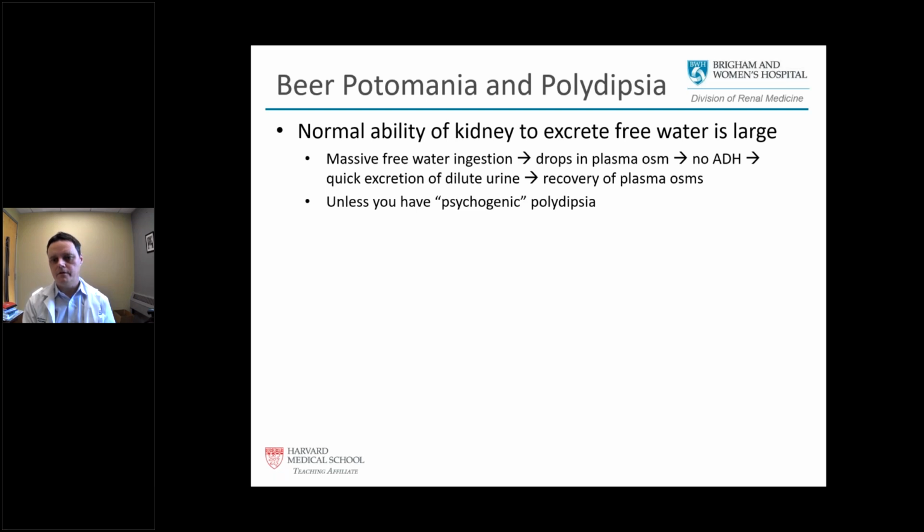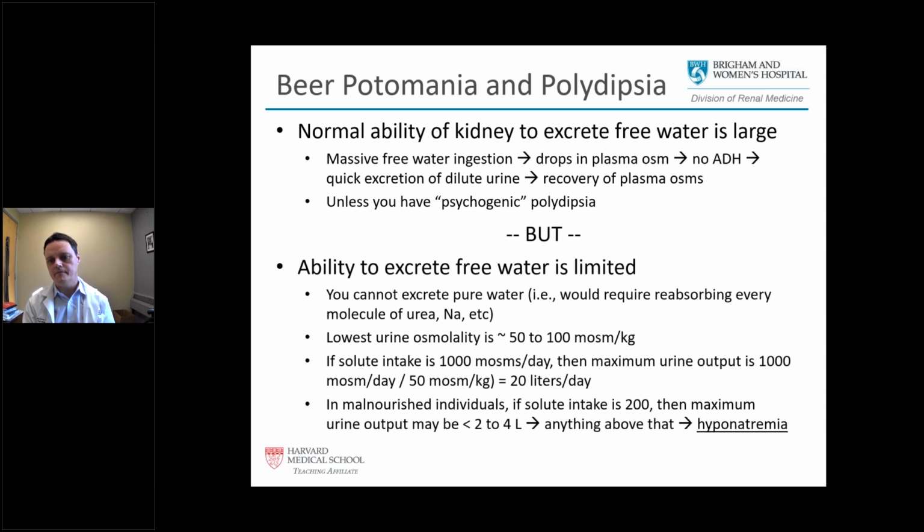As mentioned before, the normal ability of the kidney to excrete free water is large. Massive free water ingestion drops serum plasma osmolality, no ADH secreted. You get a quick excretion of dilute urine and a recovery of the plasma osmolality. This is unless you have psychogenic polydipsia. But your ability to excrete free water is somewhat limited. You cannot excrete pure water.